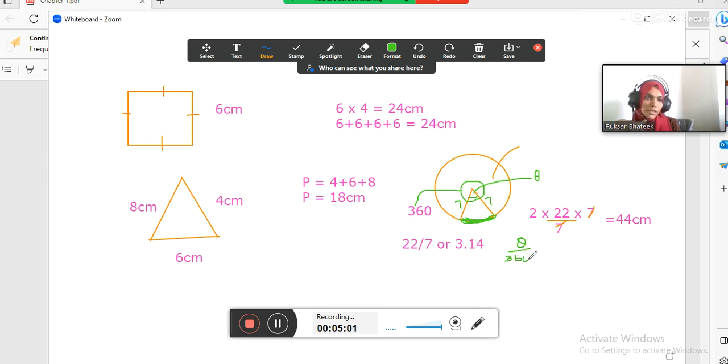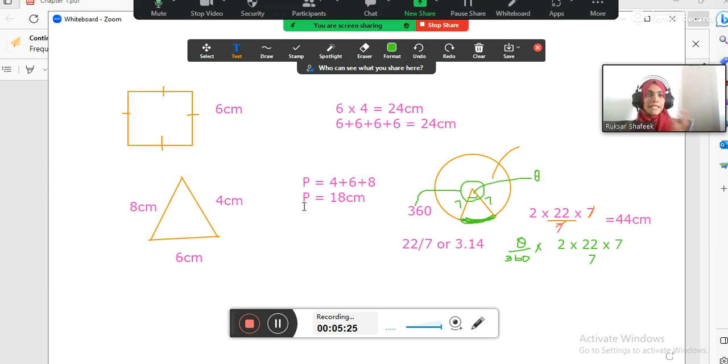So I'm going to write that as 360 multiplied by 2 pi r, which is going to be 2 times 22 over 7, and then multiply by the radius itself. So if I want, I can give an angle to this. Say that this is 60 over 360, and then simplify this question. So this is like the basics of this lesson itself, the lesson of perimeter.